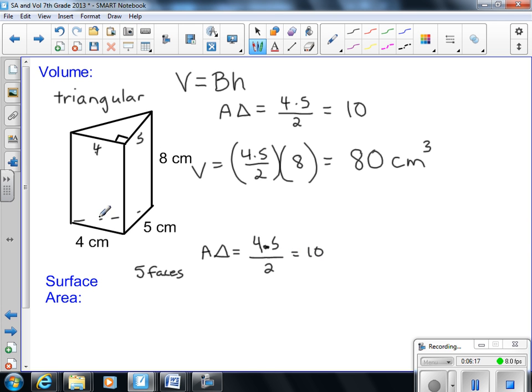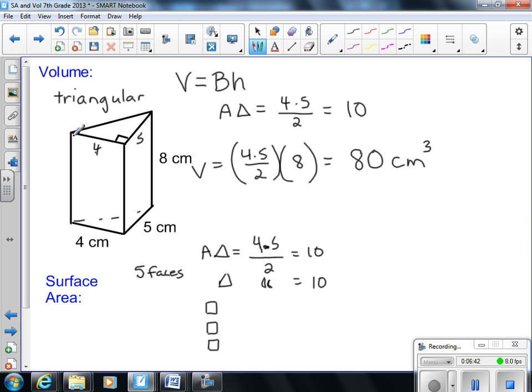Now, how many of those triangles did I have? 2, because this was the top, and I have another triangle that's the bottom. So I'm just going to put my ditto marks, and that's going to be another 10. Now, here's where students mess up, because what are the shapes of the other 3 sides or faces? They're rectangles, so I have 3 rectangles, but they're not all the same. Okay, so we have to be careful.